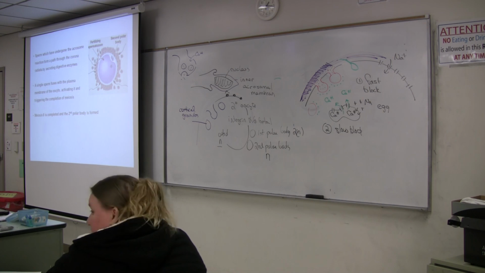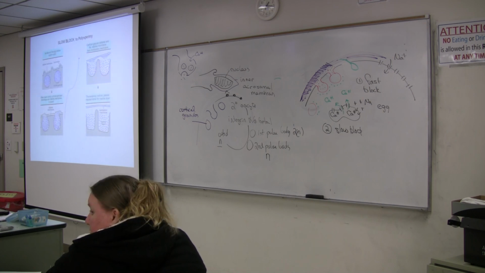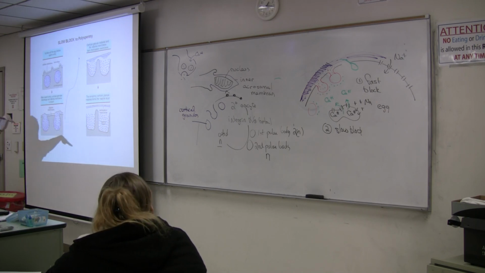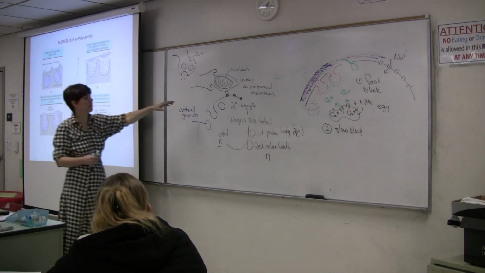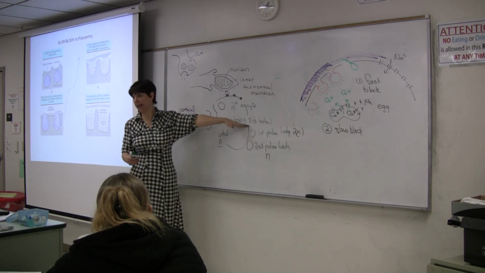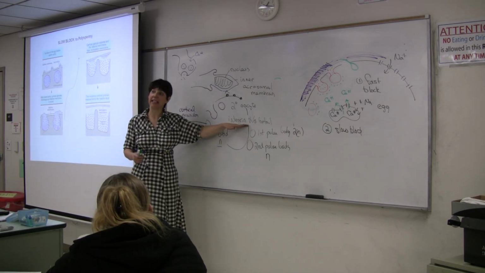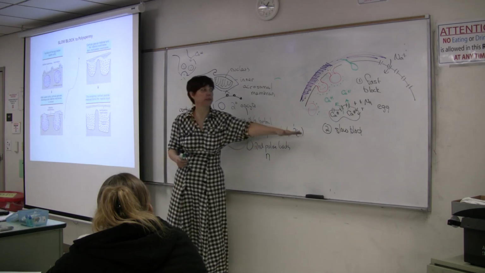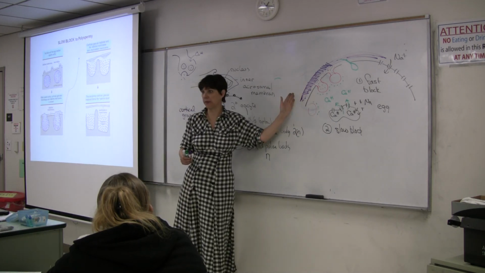So in the fast block, when the sodium enters into the egg, it blocks the sperm from binding to what? So additional sperm that might have gotten through the zona pellucida, right here, won't be able to do this. They won't be able to bind to the plasma membrane of the egg. Okay. The slow block prevents any additional sperm from getting through the zona pellucida.